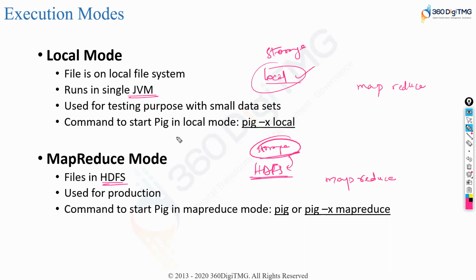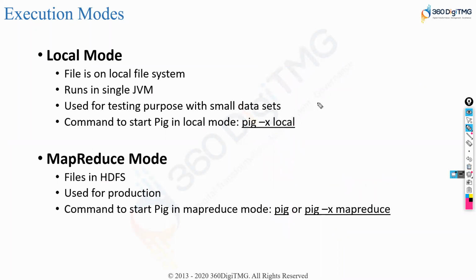Pig, if I have to start in local mode, then I have to use this. By default, Pig will start in MapReduce. Hence, even if you just do Pig, it will start Pig in MapReduce mode. Or you can also type this way, right? We can try any one, that's okay. But make sure your data is there on HDFS if you want to try this.